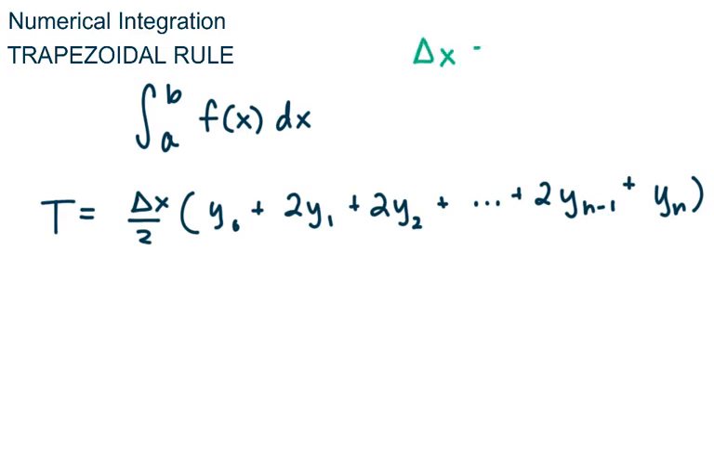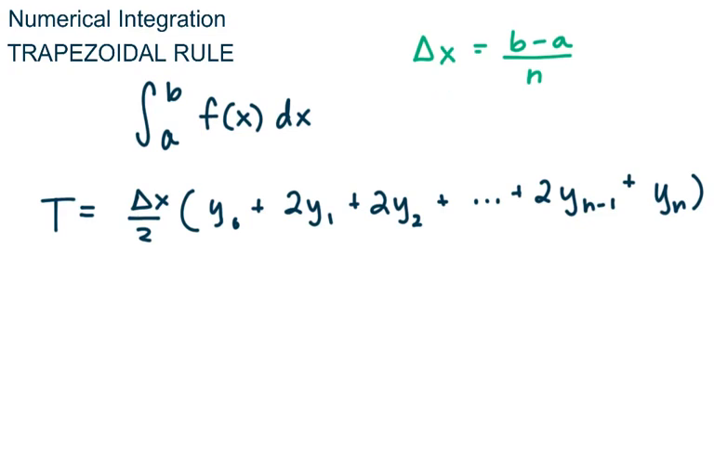Delta x represents the length of my subintervals. So we take that entire interval from a to b, we find that difference or the length, and then we divide it by n, the quantity of subintervals. And as we talked about, especially when we're dealing with Riemann sums, the larger quantity of those subintervals there are, the more accurate your approximation will be.